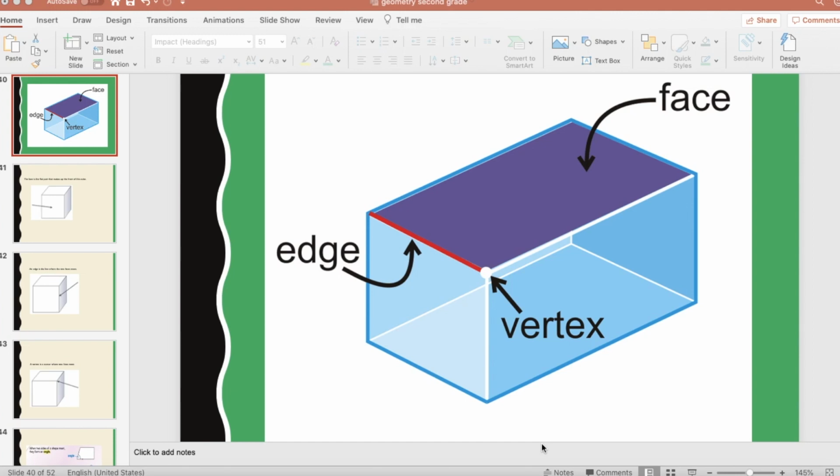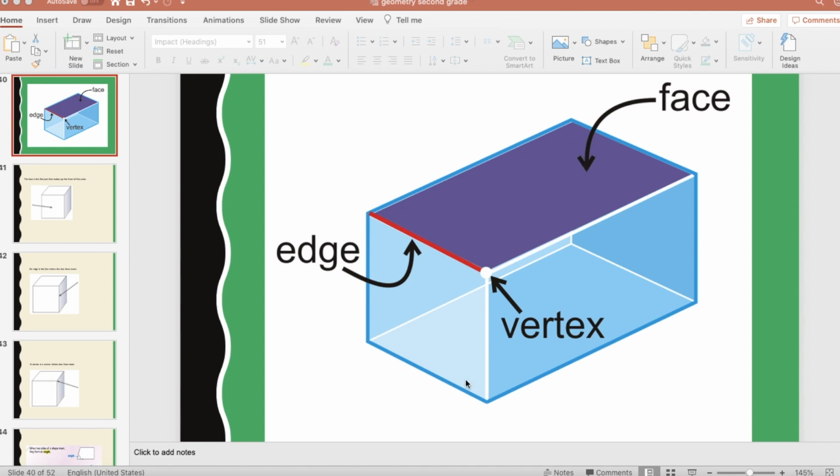Hello. In this video today, I'm going to be talking about some new terms that we had learned that go along with our three-dimensional shapes. Some of these terms are a vertex, an edge, and a face. A face is the flat part of a three-dimensional shape.